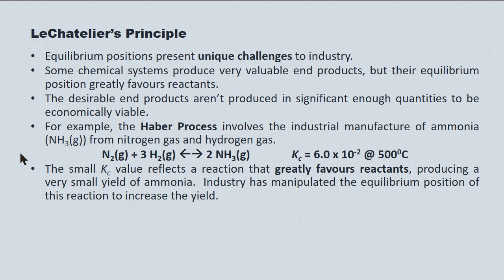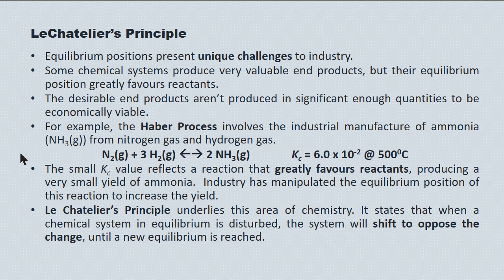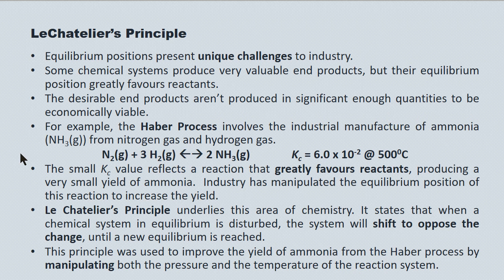Industry has learned to manipulate this position to increase the yield. Le Chatelier's principle underlies this area of chemistry. It states that when a chemical system in equilibrium is disturbed, the system will shift to oppose that change until a new equilibrium is reached, typically defined by the same Kc. This principle was used to improve the yield of ammonia from the Haber process by manipulating both pressure and temperature.